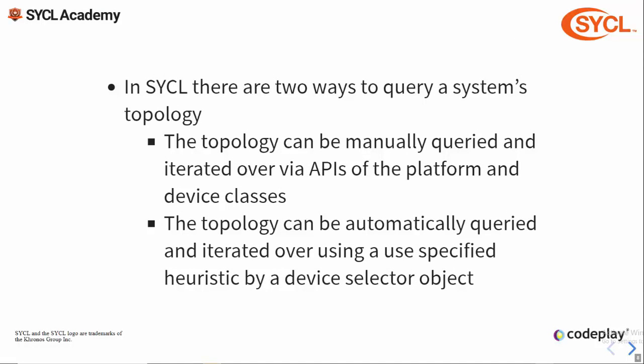Now there are two ways in SYCL to traverse the topology of a system. Firstly, there are APIs which allow you to manually query the available platforms and devices. Secondly, there is a mechanism called device selectors for automatically traversing the system and producing a device based on a heuristic for scoring devices.